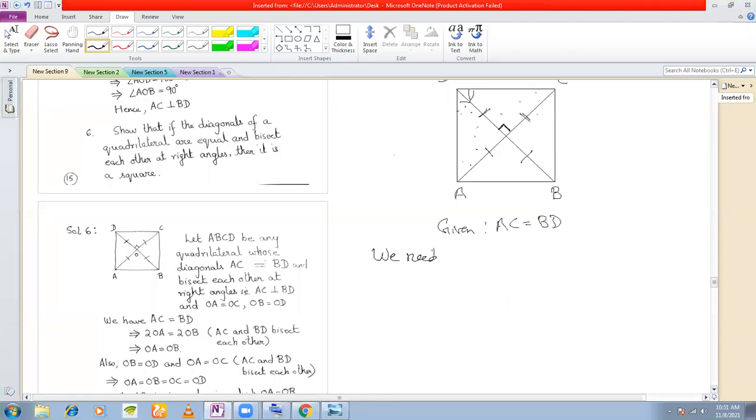So we need to show the following. First one, all the interior angles are right angles. Okay, you need to show this. And what else can you show? You need to show that all the sides are equal.